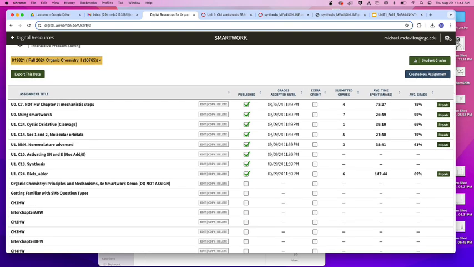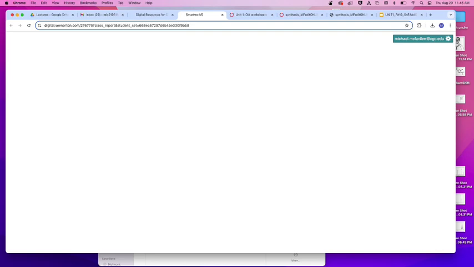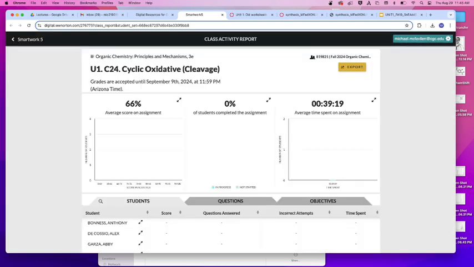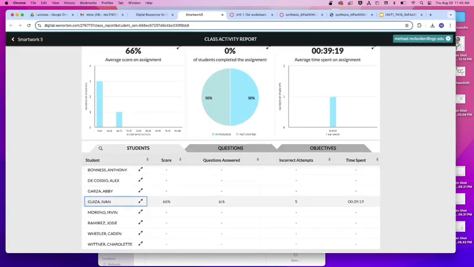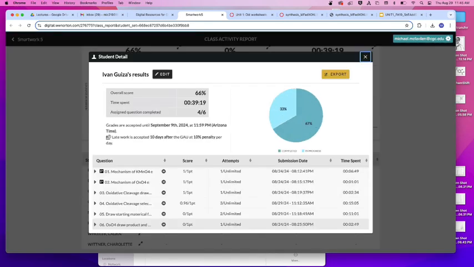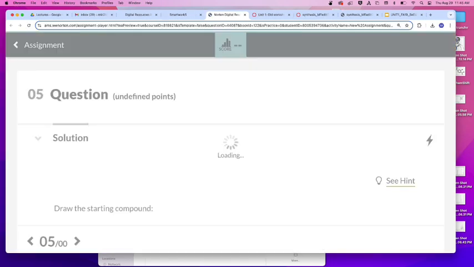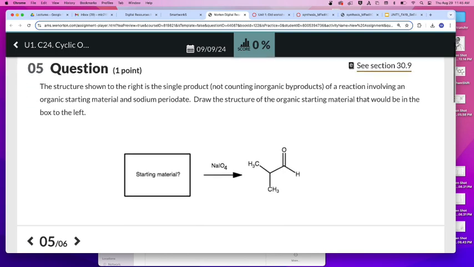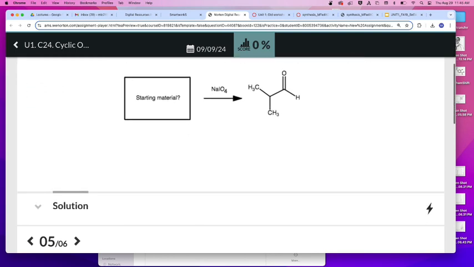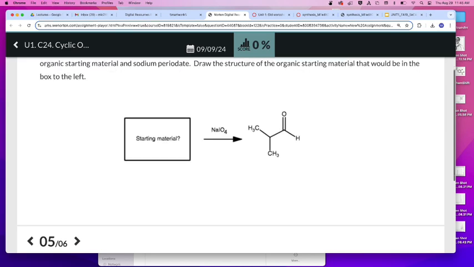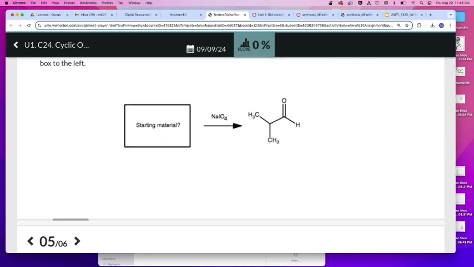Which chapter was it again, Ivan? Chapter 24, oxidative cleavage, question 5. And we're going to talk a little bit about kind of the opposite direction of this in a second. Well, we'll see where questions come from. So what we're being asked for is what is the starting material?